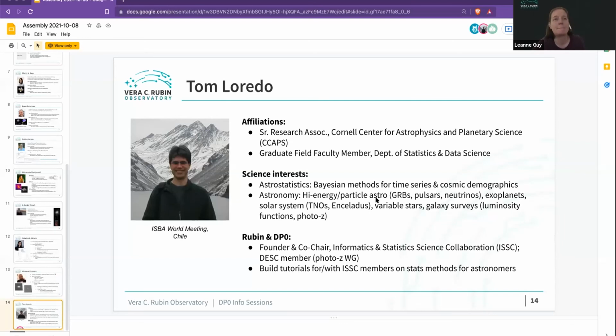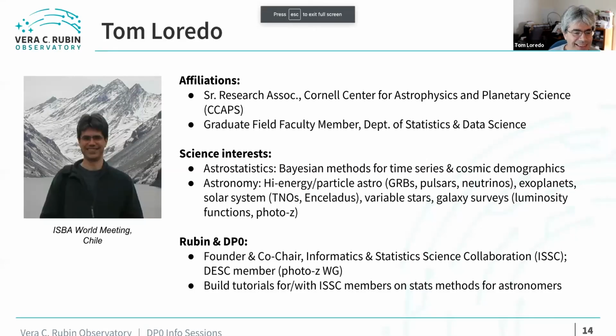Oh, let me just do a screen share again. Okay, can everyone see Tom? Yep. Excellent. There we go. Thanks, Leanne. My name's Tom Loredo. I'm at Cornell University. My main position is in the research faculty in astronomy, but I also have a teaching and student advising position in the statistics department.